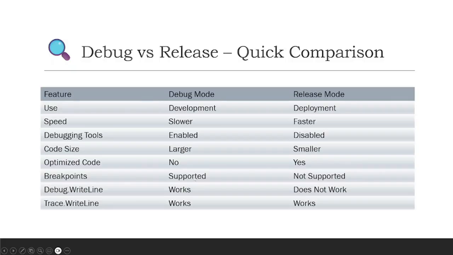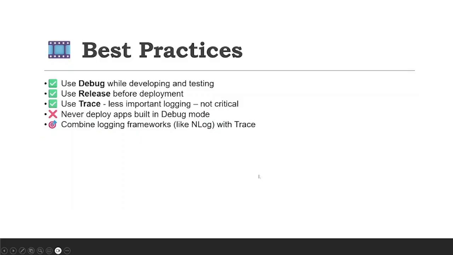Breakpoints are obviously supported in debug mode, so we add a breakpoint at any code line number where we want to get the value. So we use breakpoints in debug mode. And there is no debugging in release mode, so breakpoints are not supported. Next is Debug.WriteLine, which works in debug mode, and does not work in release mode. Trace.WriteLine works in both cases. And let's move to the next slide.